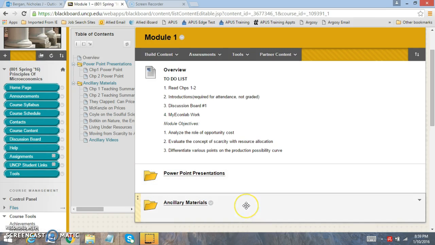These ancillary materials are going to consist of some teaching summaries that I made. They're going to list some articles that will relate to the concepts, and there are going to be some videos as well that I think you'll find are very helpful to extending the analysis in the course.